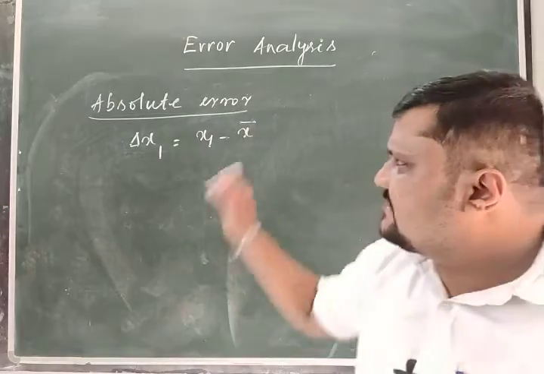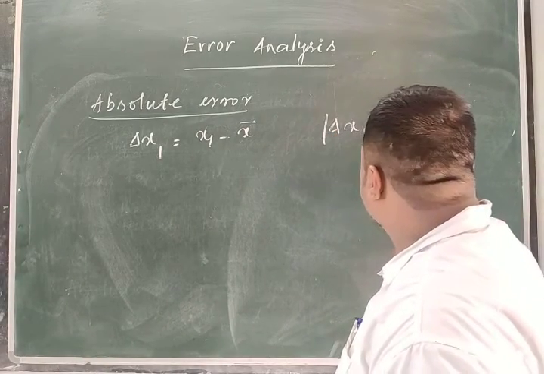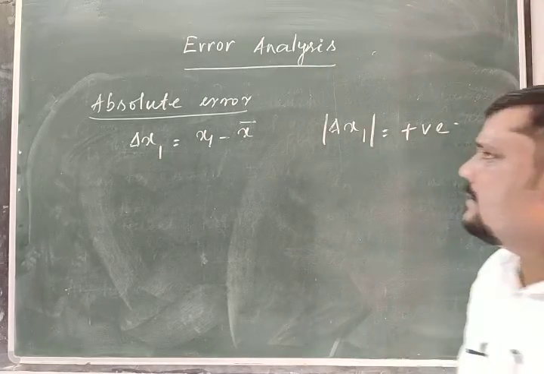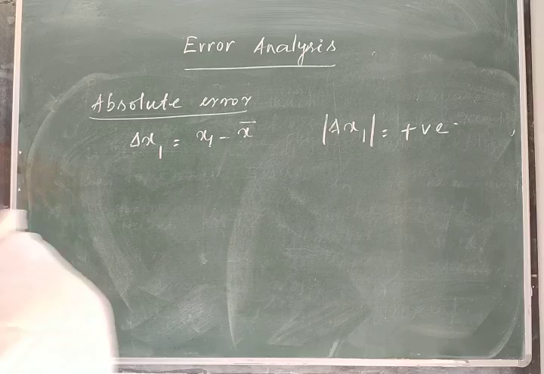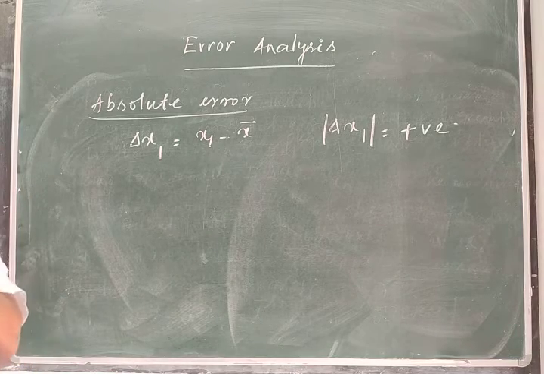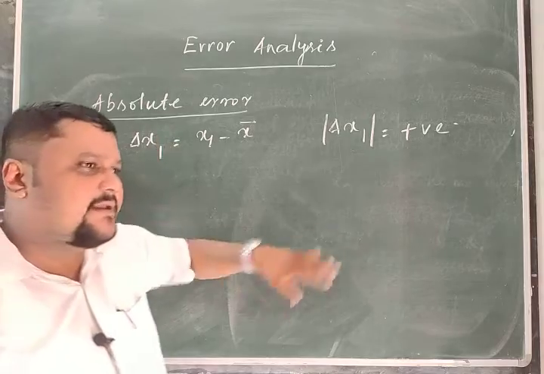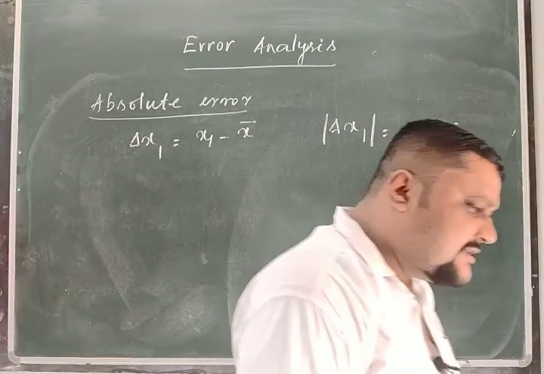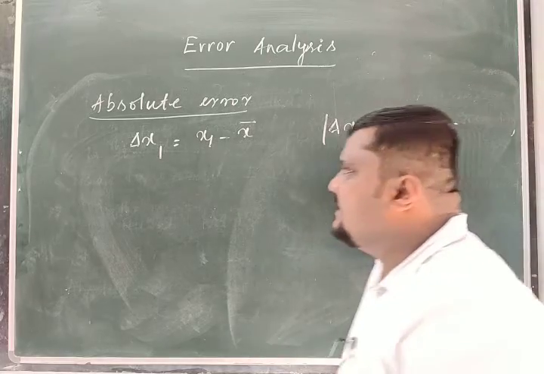But the mode of this one is always positive. If I take the mode, this one is always positive. But this may be positive and negative. There is no bother about this one. It may be positive or negative, or you can make it x bar minus x1. There is no problem. It may be positive or negative, but this one should always be positive.